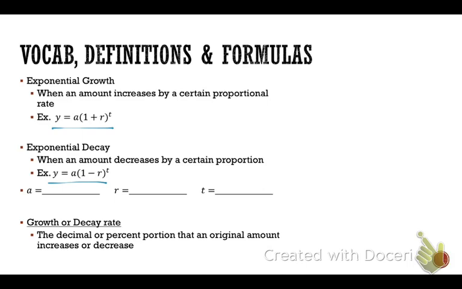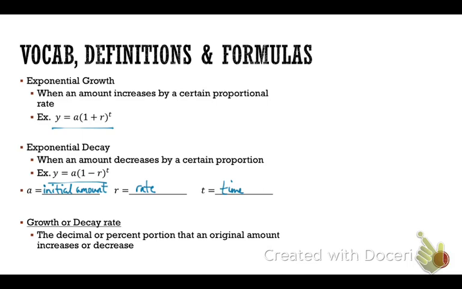The last part of the formula, though, is to explain what each of those means. So in a real life situation, you always have a starting or an initial value, and that is what A stands for in our formulas. So that is what we call the initial amount, starting amount. R is the rate that your situation is increasing or decreasing by. And then T is the time period over which it increases or decreases.